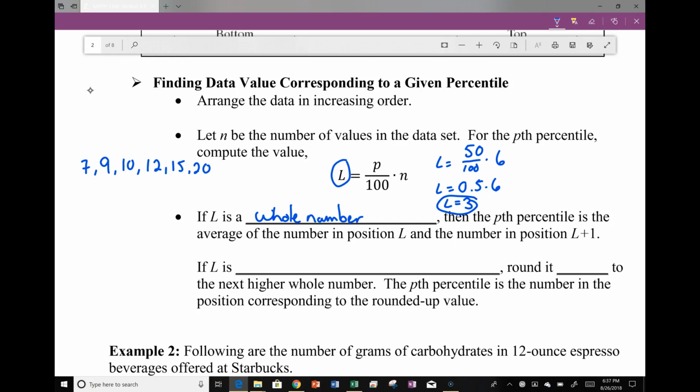Because this came out to be a whole number, I'm going to take the 3rd position and the 4th position, and take their mean. So 10 plus 12 is 22, divided by 2 is 11. This number is the 50th percentile.